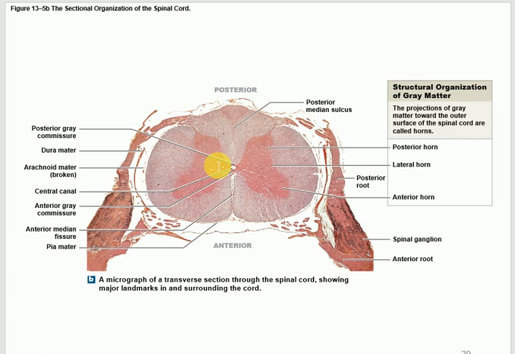Now look at those three horns and the other three horns. Remember I mentioned bilateral symmetry. Do you remember this? Bilateral symmetry. The right side looks like the left side. The two sides are connected in the middle here by a commissure. A commissure means a connector. This commissure is called the gray commissure. And look in the middle, you see this white? This is the central canal of the spinal cord.